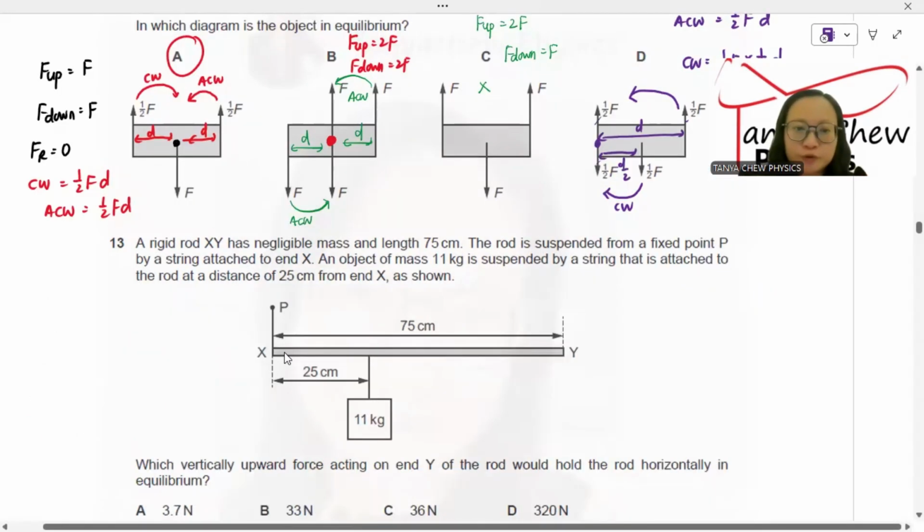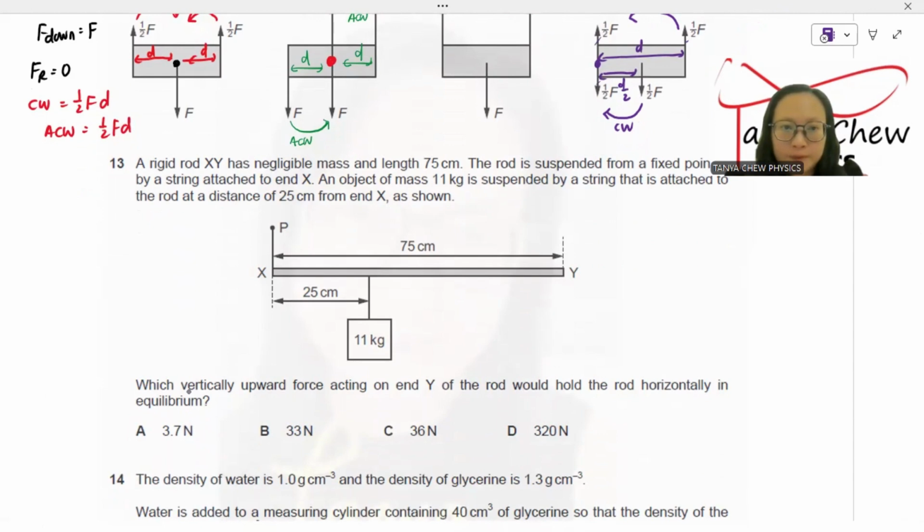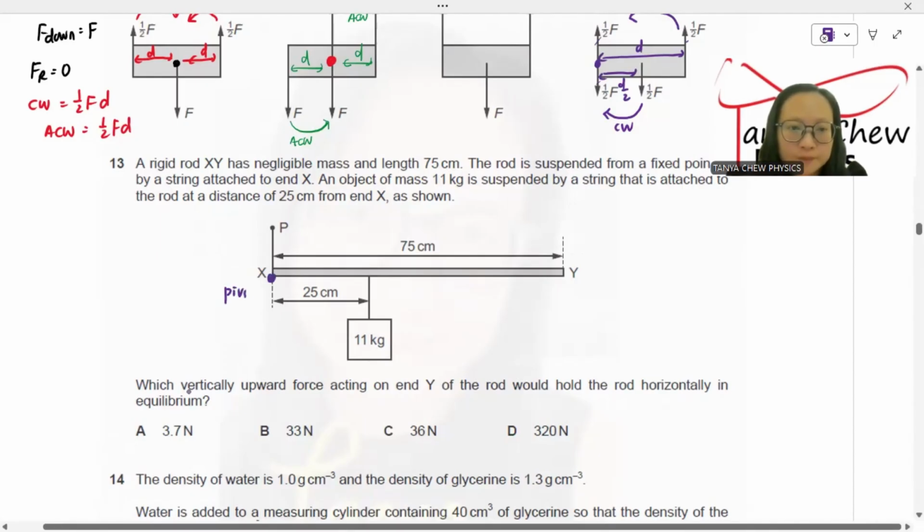Number 13. A rigid rod XY has negligible mass and length 75 cm. The rod is suspended from a fixed point P by a string attached to X. An object of mass 11 kg is suspended by a string attached to the rod at a distance of 25 cm from X, as shown. Which vertically upward force acting on Y of the rod would hold the rod horizontally in equilibrium? If you want equilibrium, I'll set my pivot here.